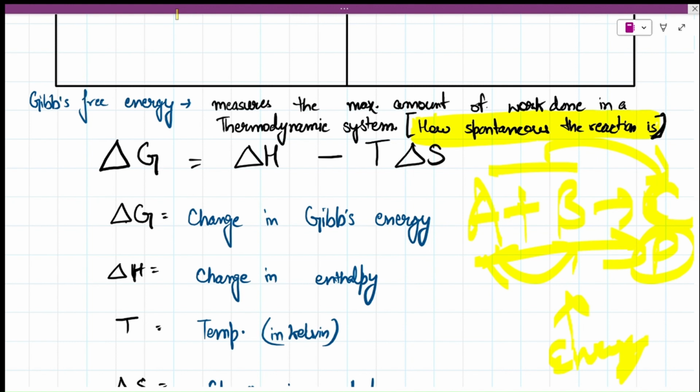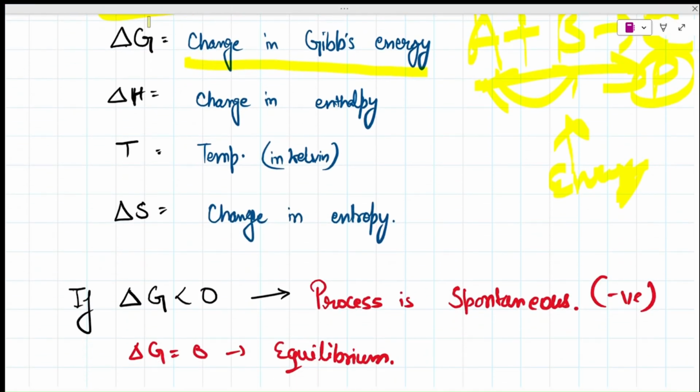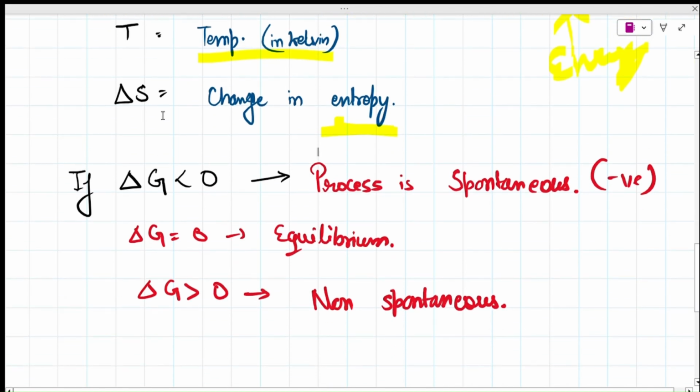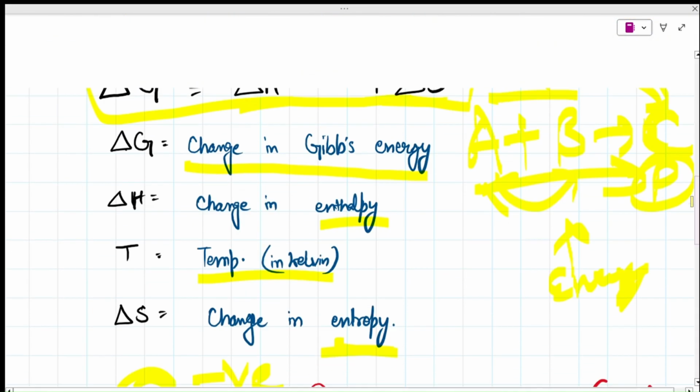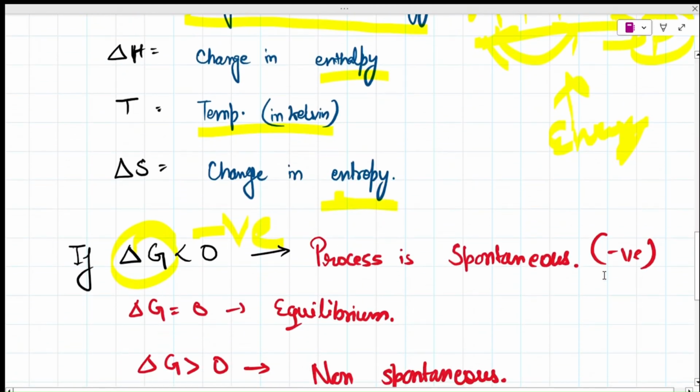The formula of Gibbs free energy is here. Delta G is equal to delta H minus T delta S, where delta G is the change in Gibbs free energy, delta H is the change in enthalpy, T is temperature in Kelvin, and delta S is the change in entropy. If the value of delta G is negative, then the process is spontaneous.